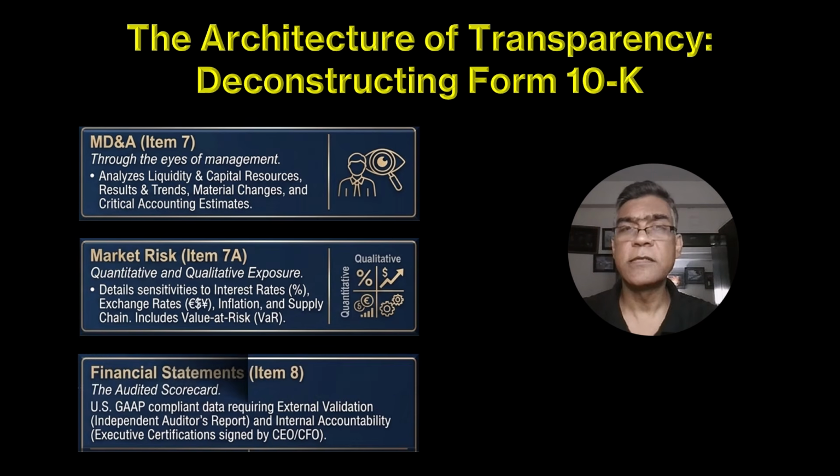Finally, financial statements, item 8 of Form 10-K, the audited scorecard. This is where transparency meets accountability. External validation through auditors and internal certification by the CEO and CFO make this the backbone of trust. Together, these three items form the architecture of transparency: narrative, exposure, and validation.